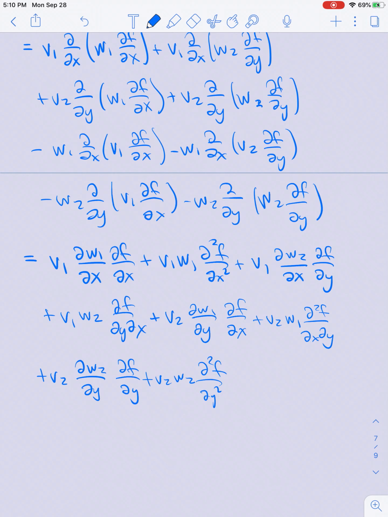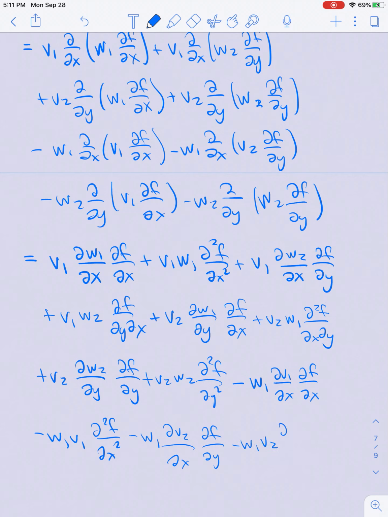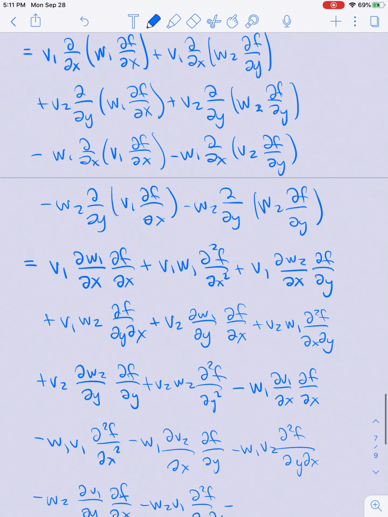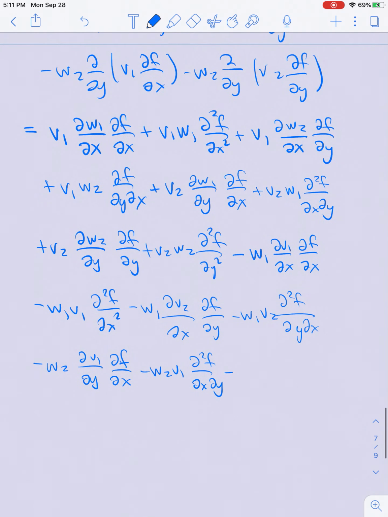Now doing everything again, but with the w's and the v's switched. So w1 dv1 dx df dx minus w1 v1 d squared f dx squared minus w1 dv2 dx df dy minus w1 v2 d squared f dx dy dx, and then minus w2 dv1 dy df dx minus w2 v1 d squared f dx dy minus, this should not be a w, this should be a v here, minus w2 dv2 dy df dy minus w2 v2 d squared f dy squared.